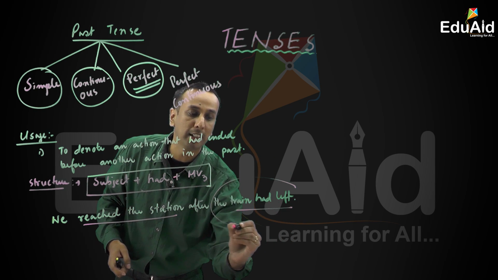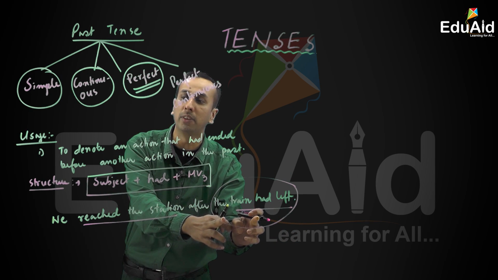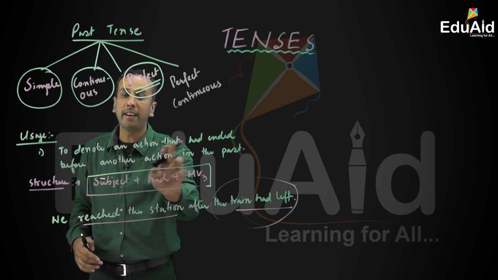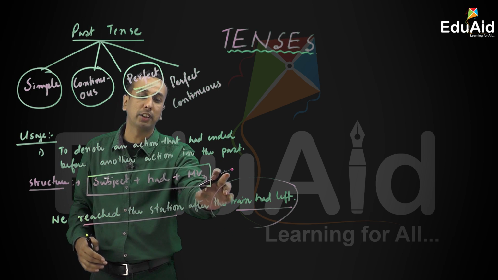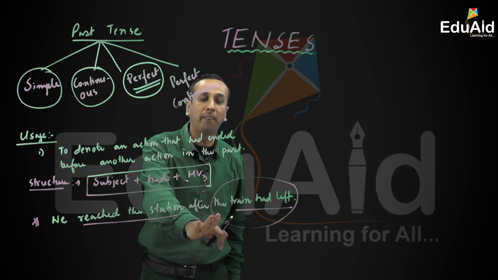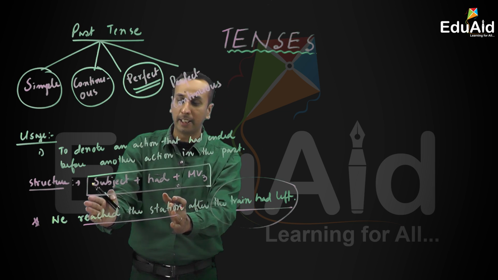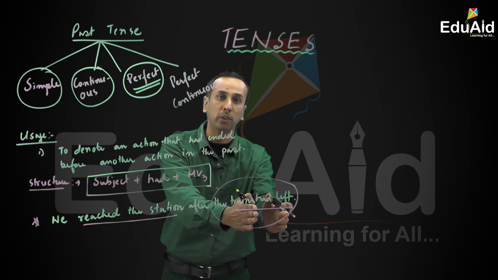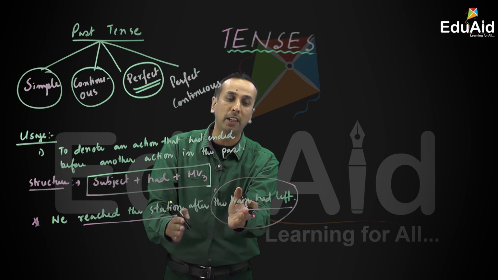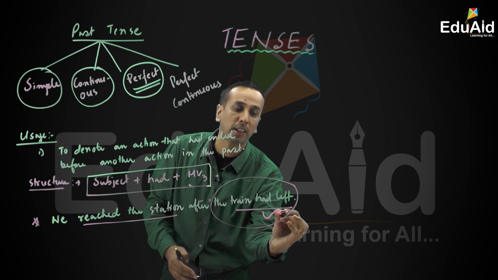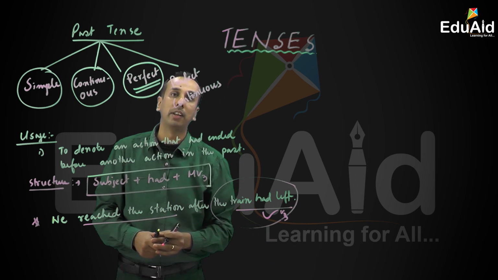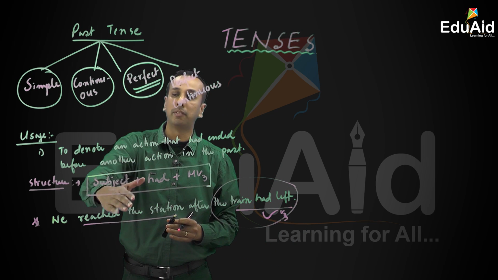This is part 2, past perfect tense. The action happened earlier. So, which action has occurred first? To denote an action that had ended prior to another action in the past, very common type of questions. We reached the station after the train had left. In this sentence, the train left before we reached the station, so we have used past perfect tense, had plus verb in its third form, V3 form.